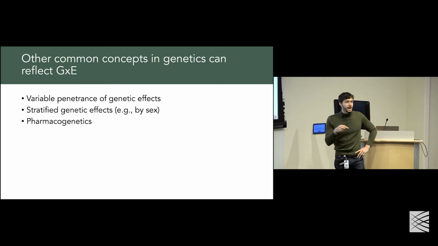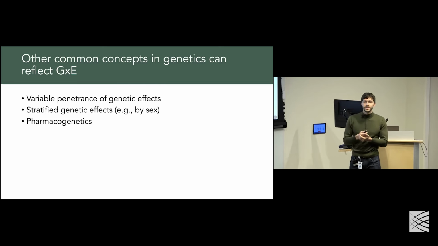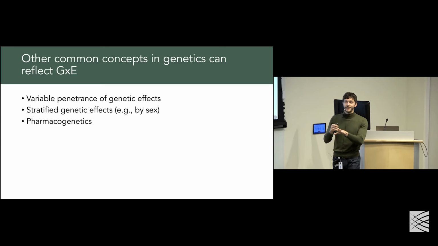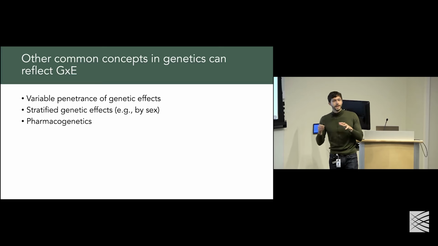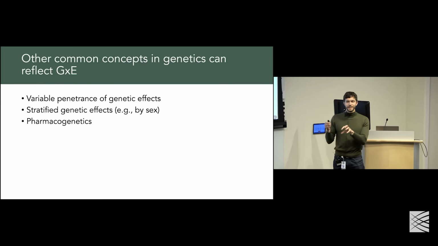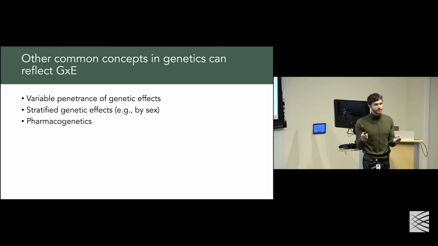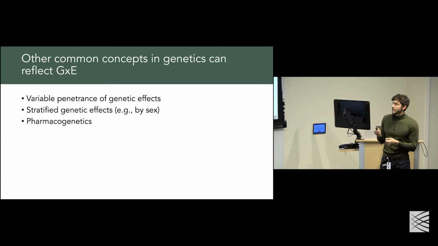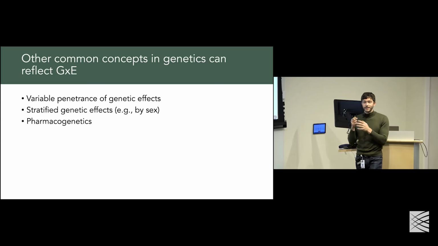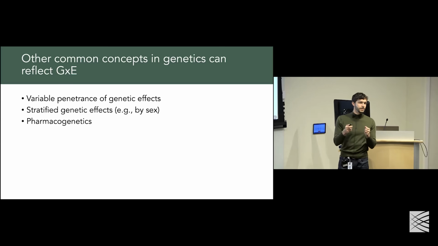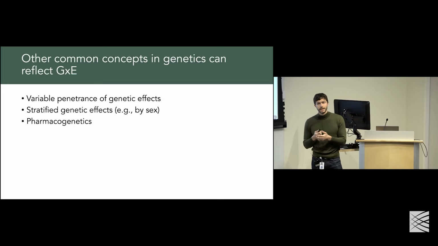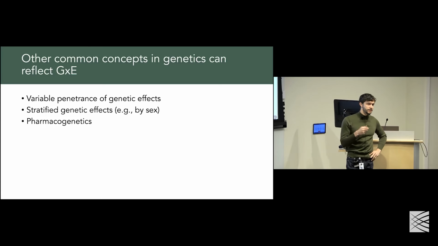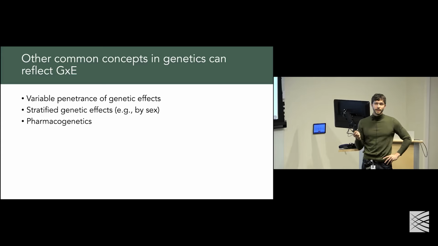We also think about stratifying genetic effects. So maybe you conduct a genome-wide association study and then you conduct two more separately in males and females. If you are then following that up by looking to see how these effect sizes are different, that would be an example of a G by E angle. And then finally, pharmacogenetics. If you expand your idea of an environment to potentially include pharmaceutical drugs, the fact that a drug response might be different across genotypes is yet another example of a kind of G by E.